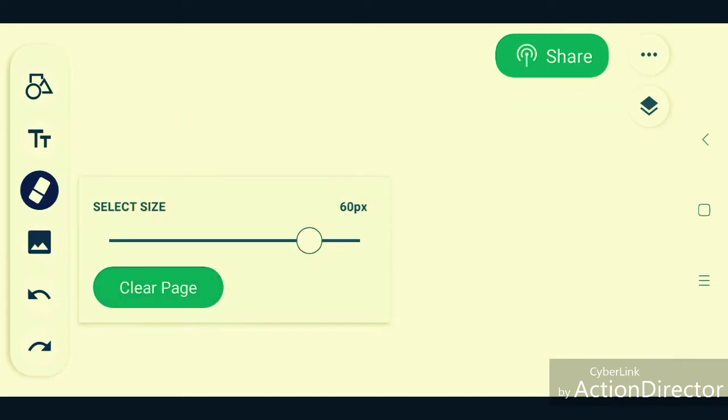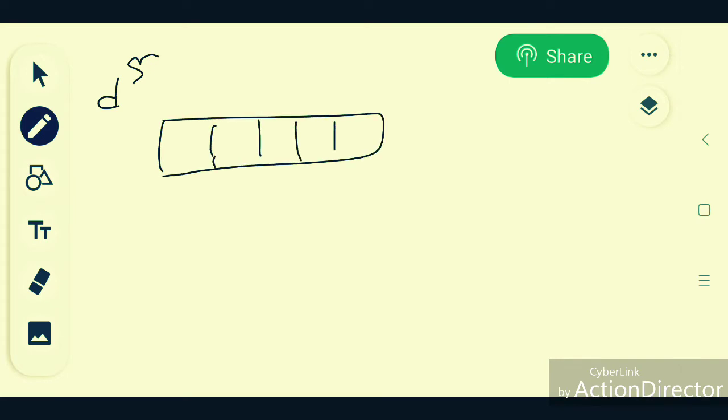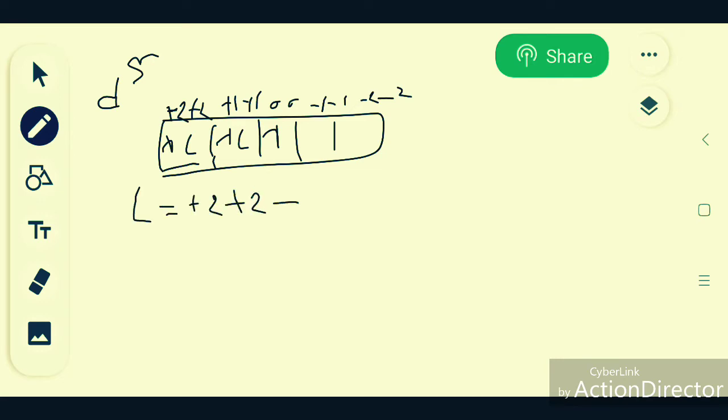Now we can calculate for the d5 configuration. For the d5 configuration, we again calculate the ground state term in a strong field. The electronic configuration will become like this: +2, +2, +1, +1 L value, and this is 0, 0, -1, -1, -2, -2. For these two electrons, L will become +2, +2. For these two electrons, it becomes +1 and +1, and for this electron, it becomes 0. So again the value of L is 6. For spin, because these are paired electrons, the spin for these is 0.